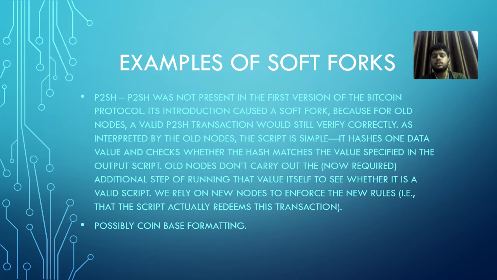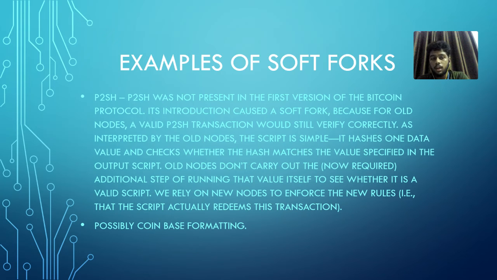So let us look at a few examples of soft forks, practically implemented examples. We can see that P2SH, pay to script hash, which was not present in the older version, is now accepted completely. Its introduction caused a soft fork, because for the old node, a valid P2SH transaction would still verify correctly.